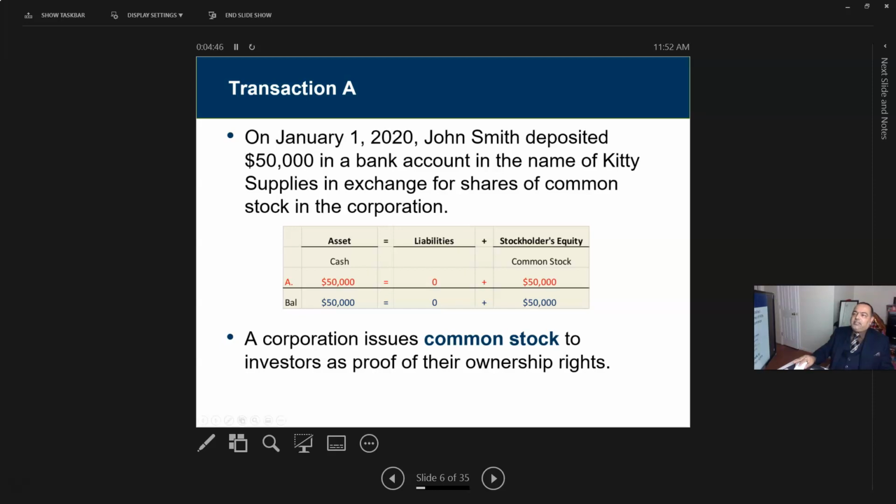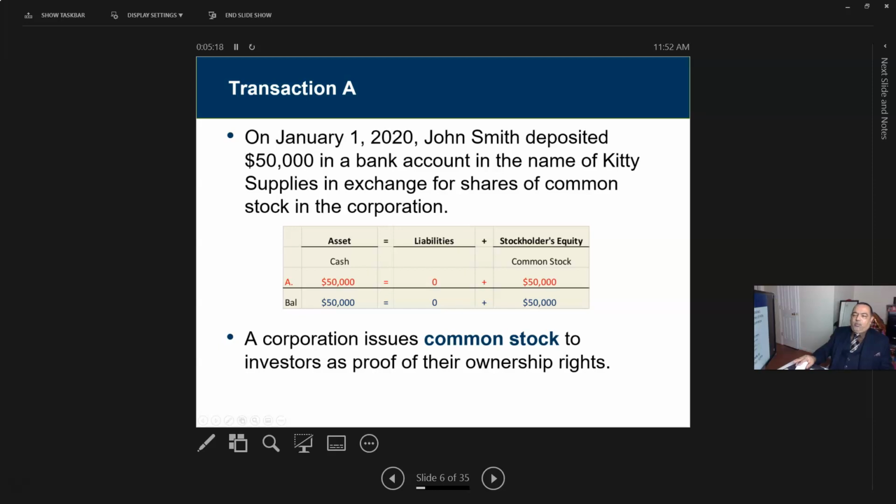So for the Kitty Supplies Corporation, cash has gone up. That's why this is a plus 50,000. And in return, we are giving John Smith 50,000 of common stock. So common stock as well is increased. Right now we didn't issue any common stock. First time we are issuing it, so therefore it has gone up. So your accounting equation is 50,000 equal to 50,000.